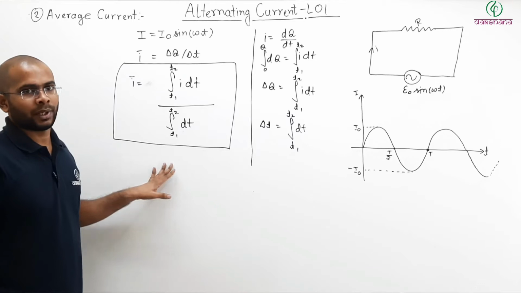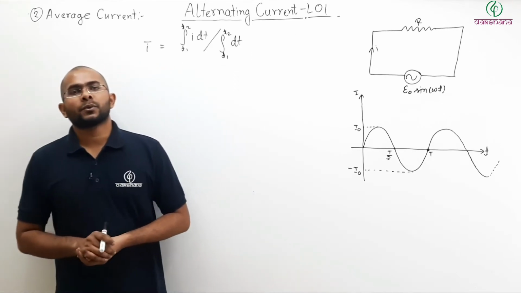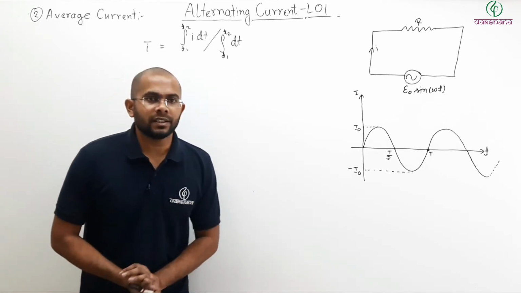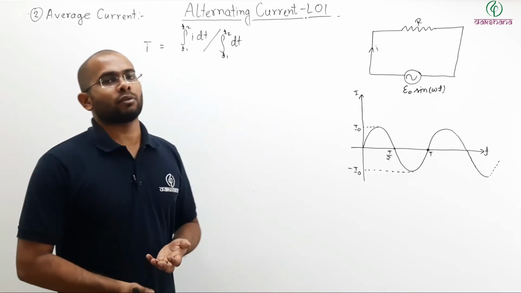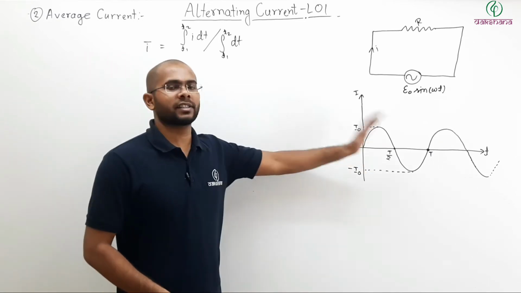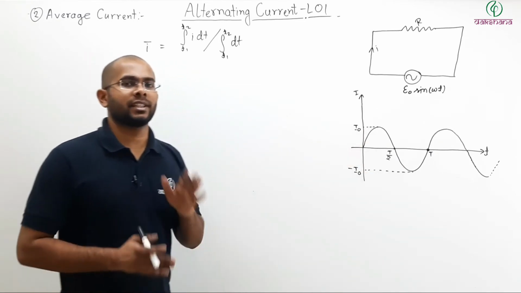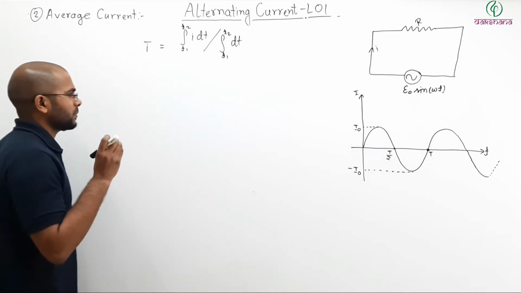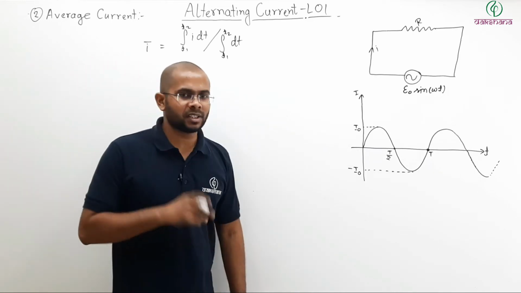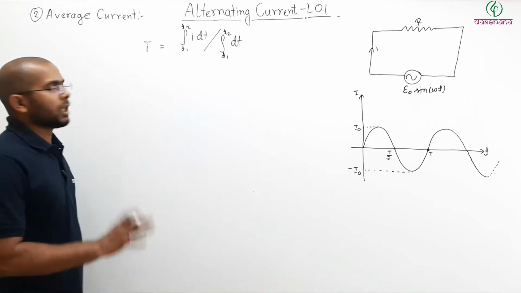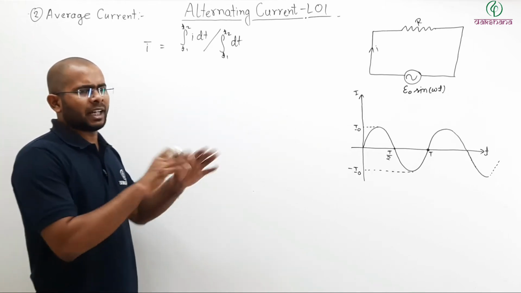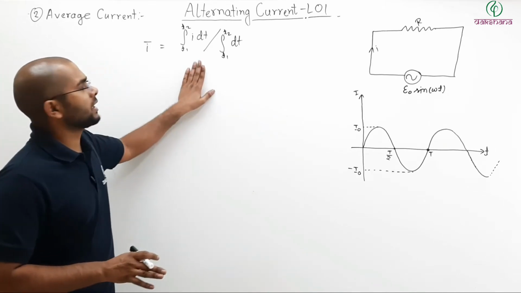Pause the video, note it down. Now let us discuss what will be your average current in case of an AC source. Whenever there is an AC source, AC current, what will be the average in that case? There is a very interesting conclusion from this that we will talk about. We have already seen that in case of any type of current, average can be written like this.